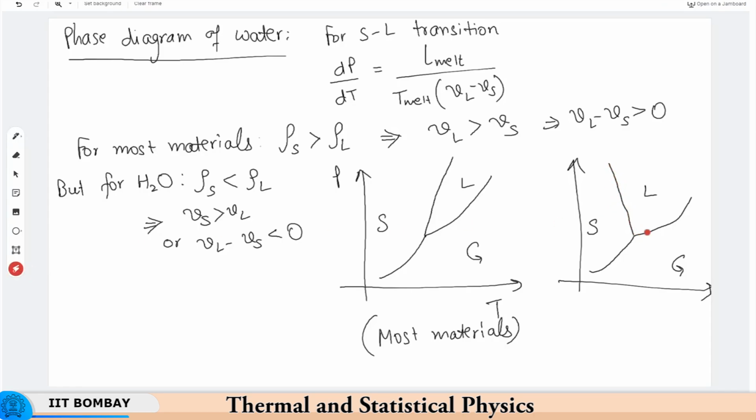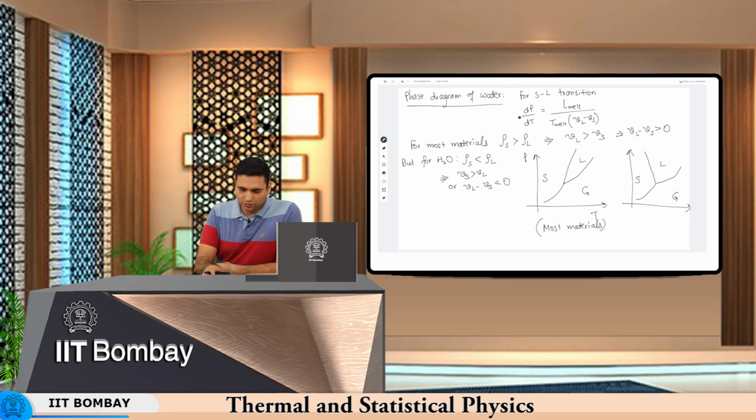So this is one of the things which I wanted to talk about, that this Clausius-Clapeyron equation actually determines the boundary of these phase transition lines. So that is why this Clausius-Clapeyron equation is very useful.